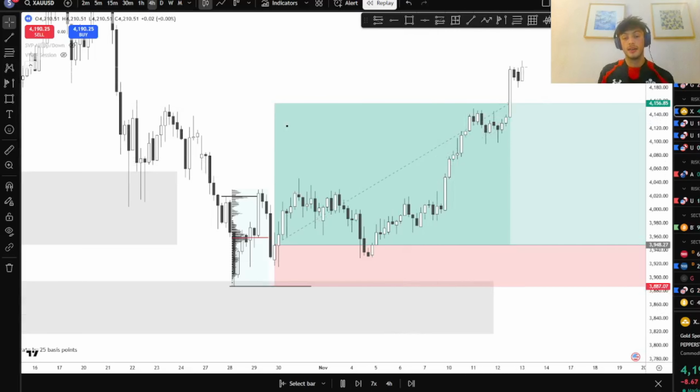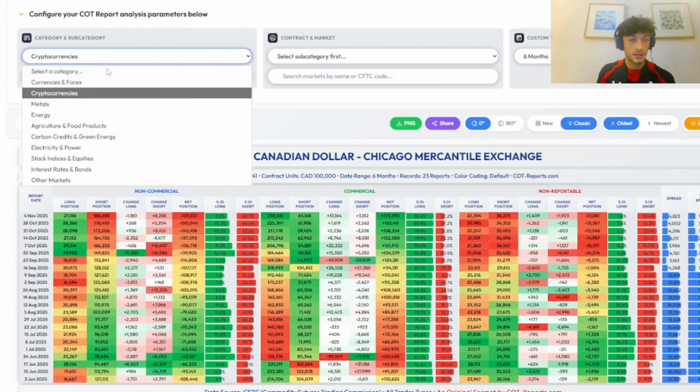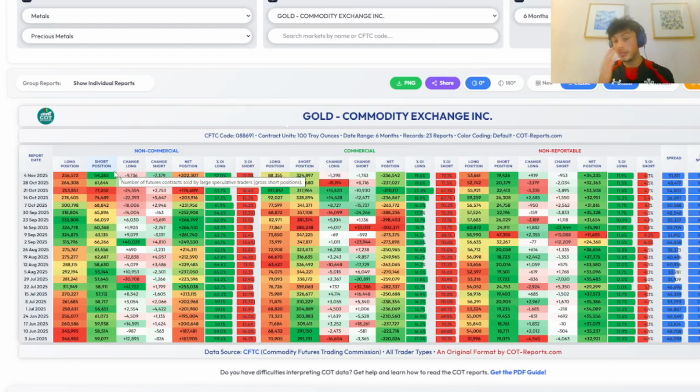And if we go back to the COT reports and go to metals, we go to previous metals, and then we go to gold. What can we see on the 4th of November? We see our net position staying positive, which is good. We don't see a large drop off in gold. So, we're still bullish. That's what we want to be. We just want to be monitoring the gold.